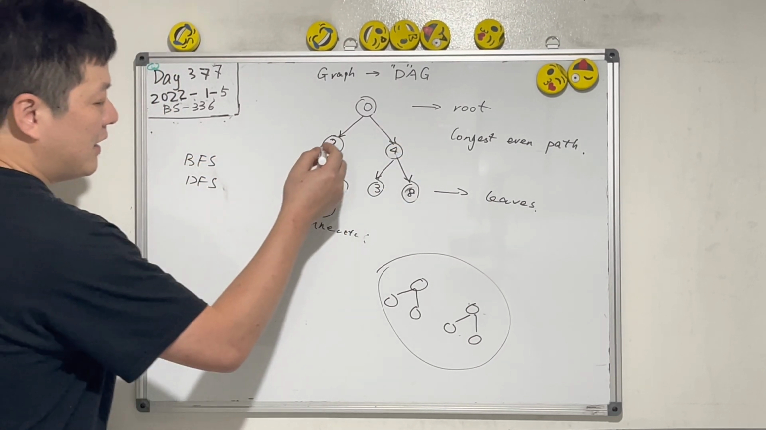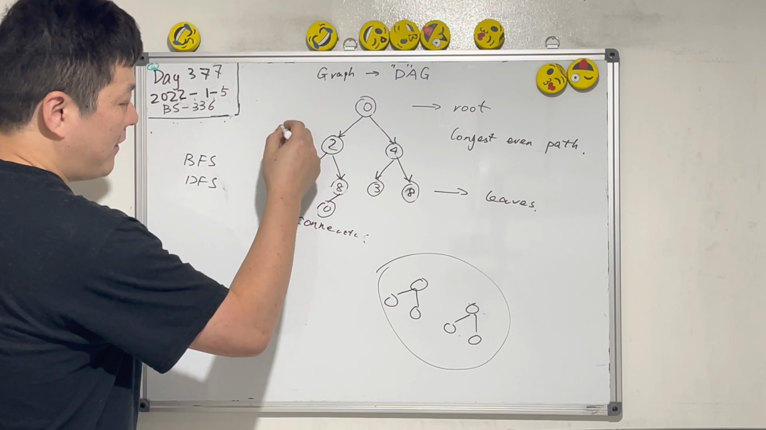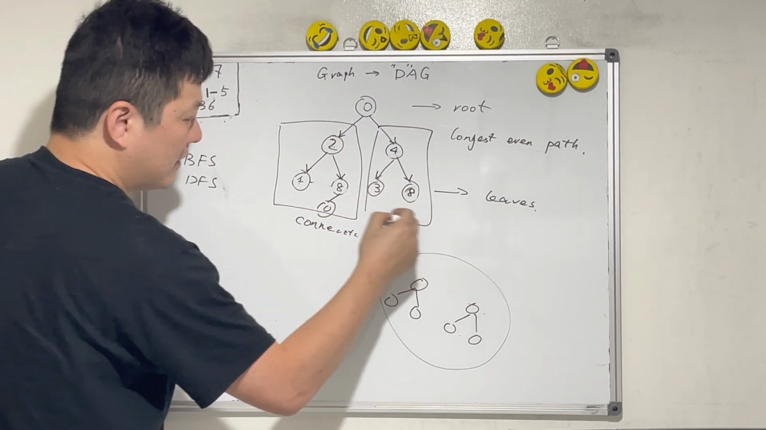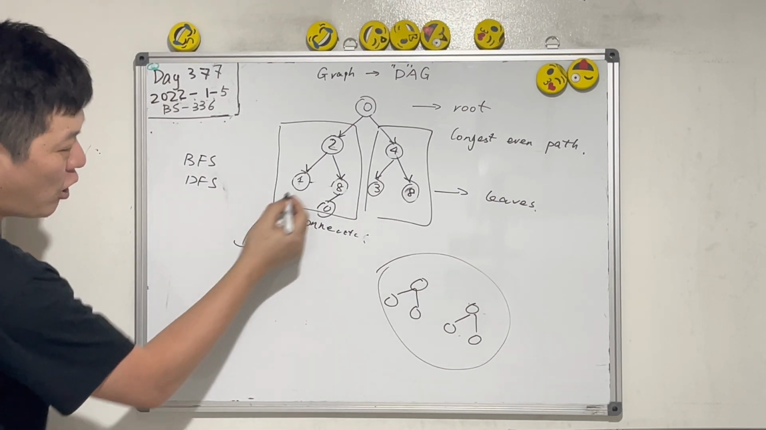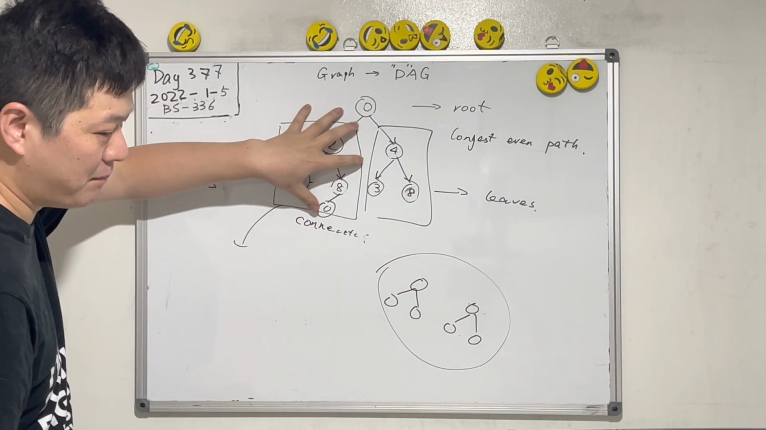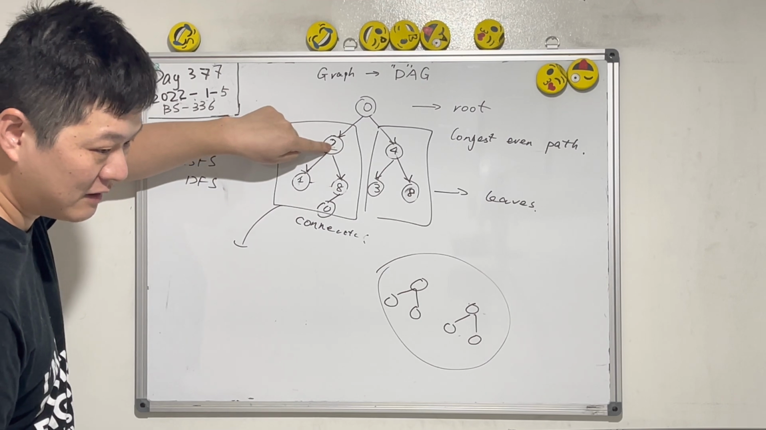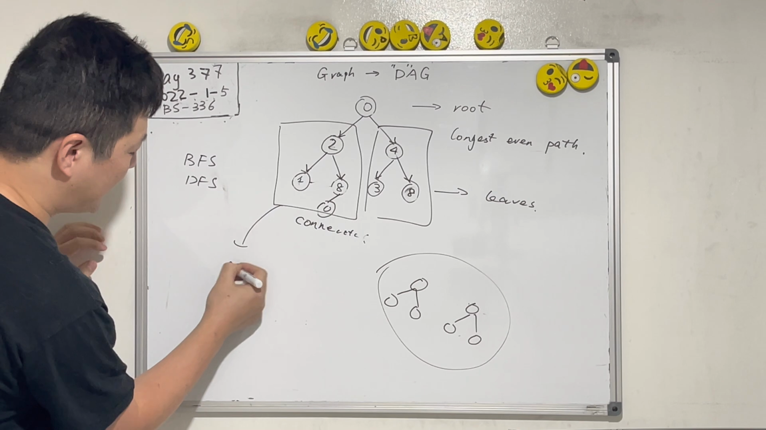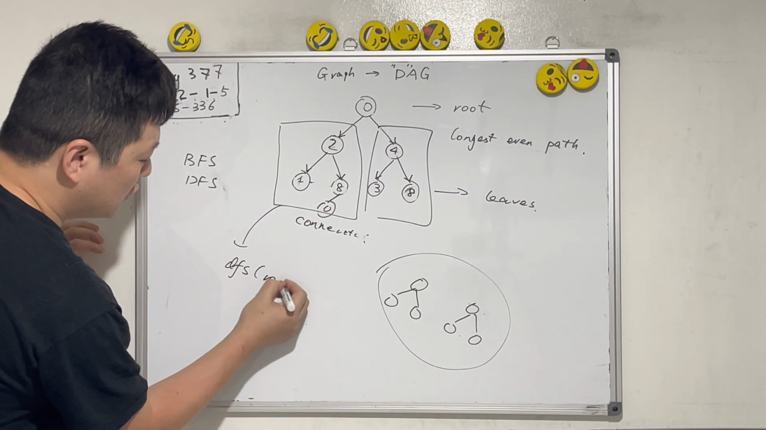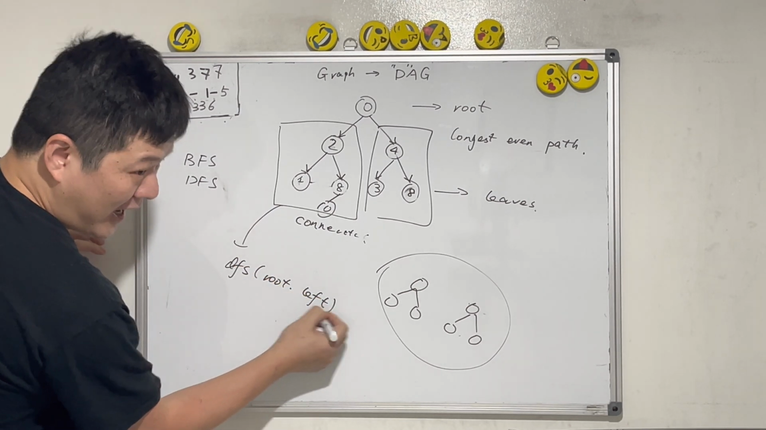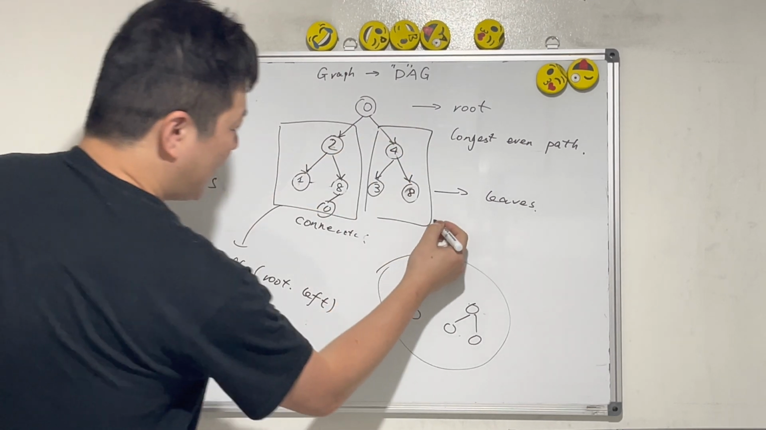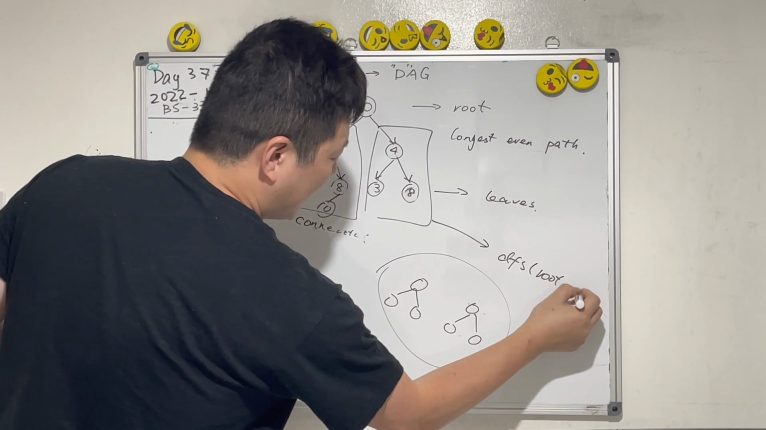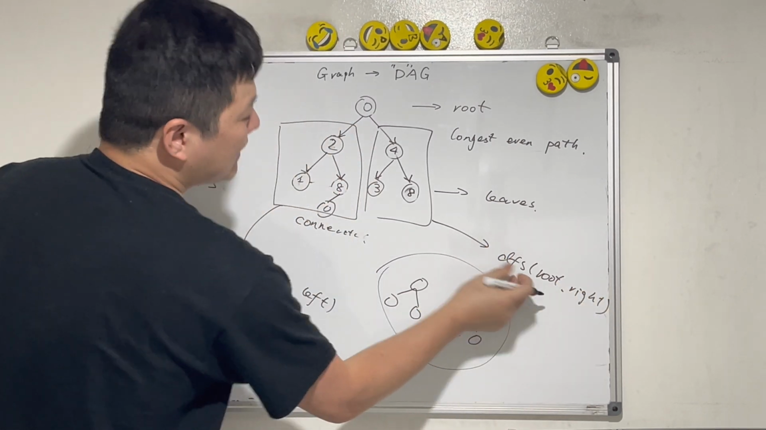Okay, so look, this bit, and this bit. This bit, the longest even path containing this node, is DFS root dot left, right? And this bit is DFS root dot right. Then this is the number we just call.